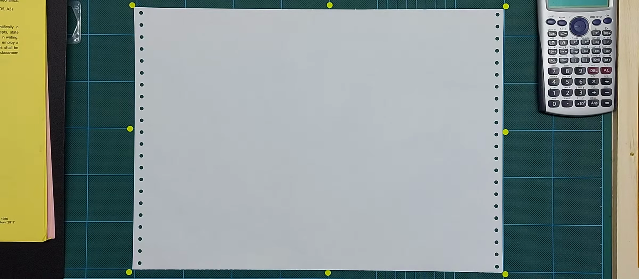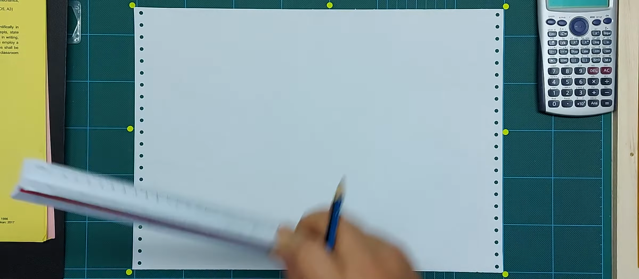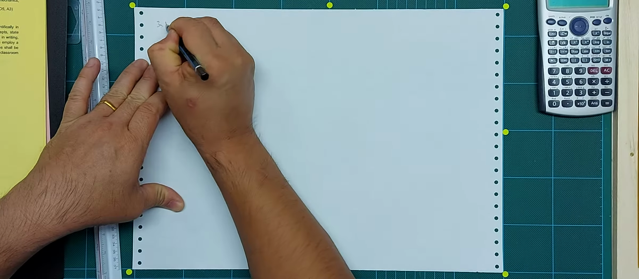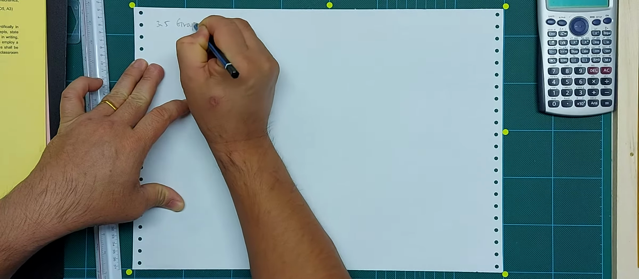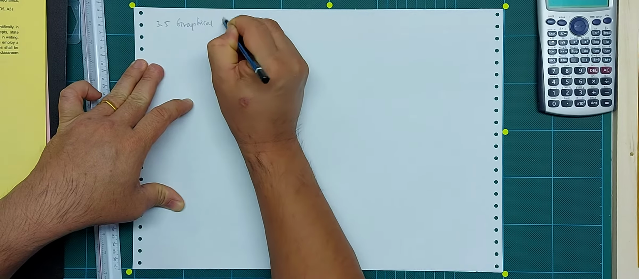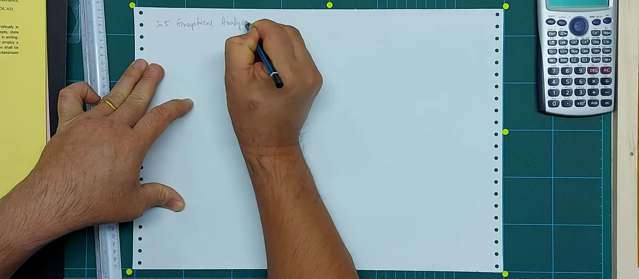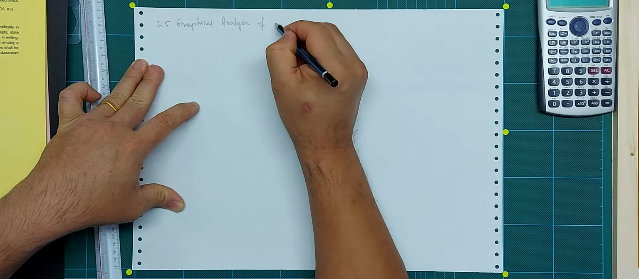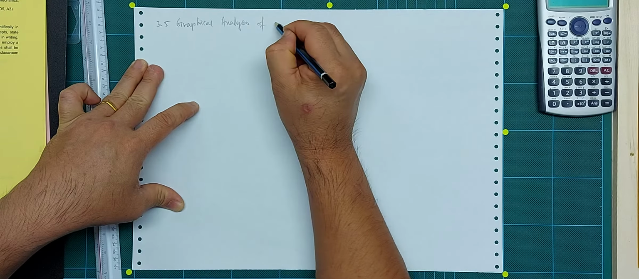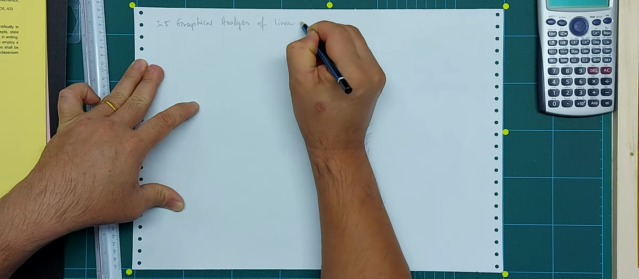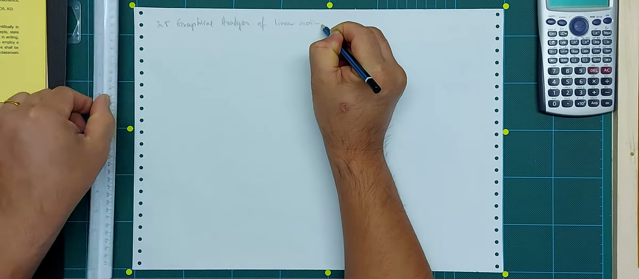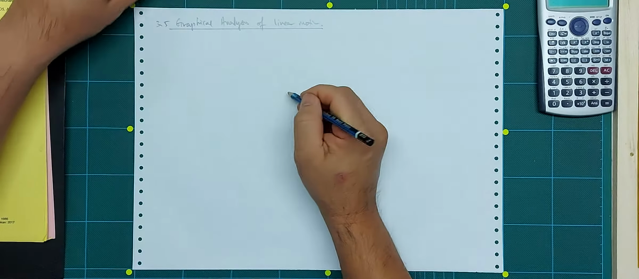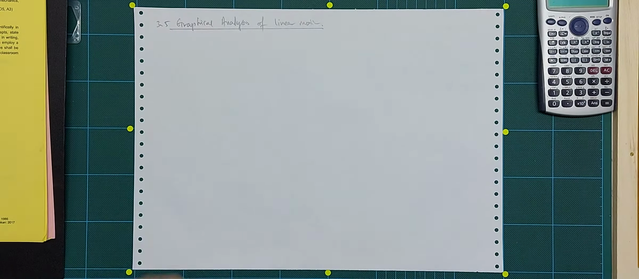So I will make it simple here. This is called the graphical analysis. 3.5 is graphical analysis of one dimensional motion, of linear motion we call it.